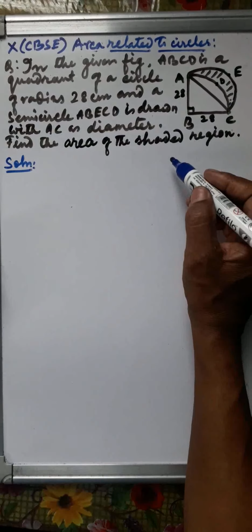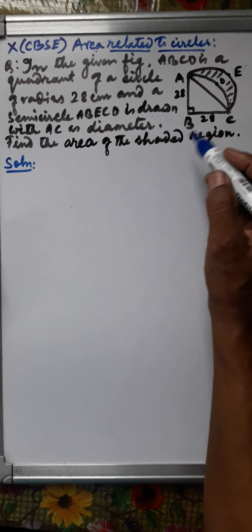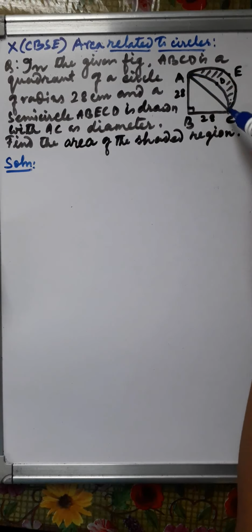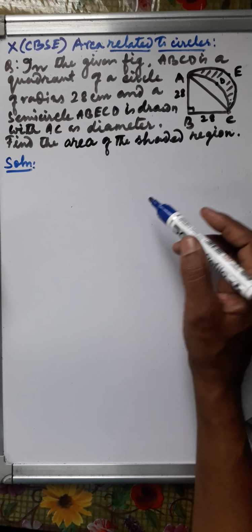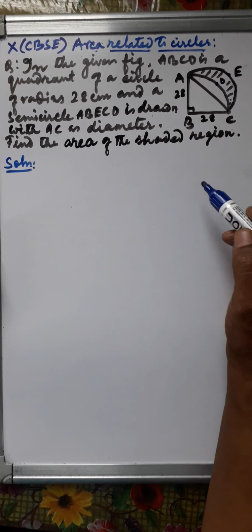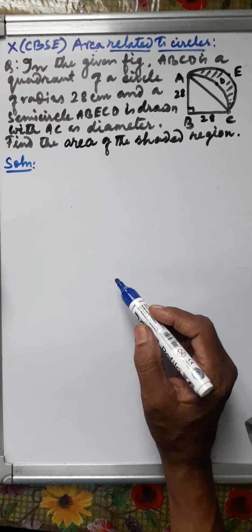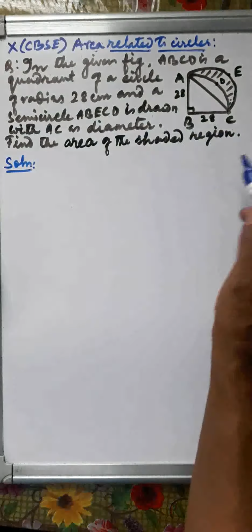ABCD is a quadrant and its radius is given as 28 centimeters. A semicircle is drawn with AC as a diameter and this portion is shaded. You have to find the area of this shaded portion. How to find the area of the shaded portion?